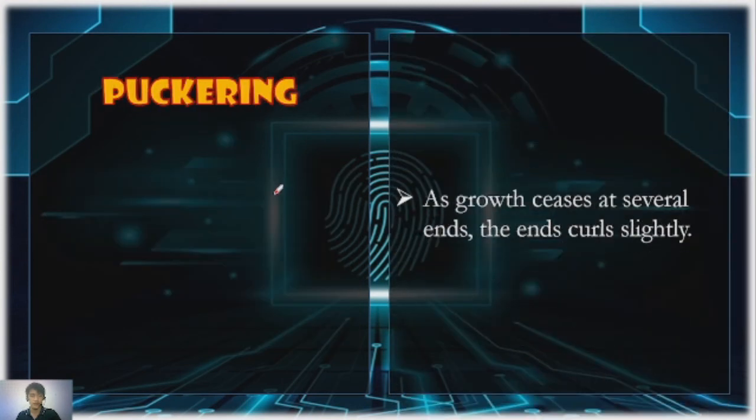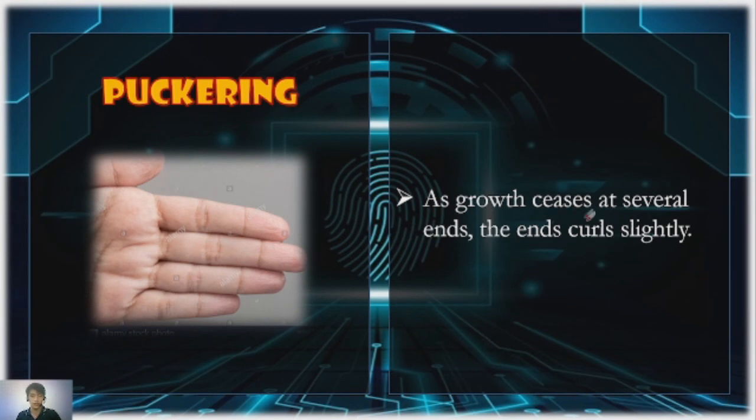And then puckering. This is a situation wherein the growth ceases at several ends and the end curls slightly. Usually it is because of getting old. As you can see here, the skin starts to curl, or in some cases it's because of the type of job that they have. Just like in here, this hand is exposed to water, that's why it forms wrinkle-like structures on the hand.